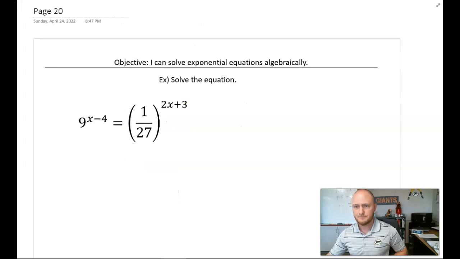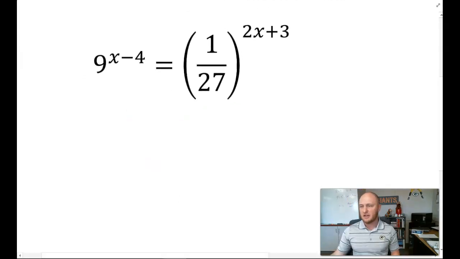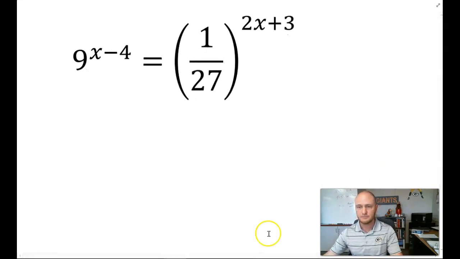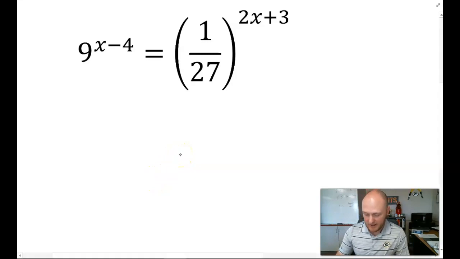All right. Here is the last example. Please go ahead and write this one down. All right, so I'm going to write these as the same base. Now, 27, I can't write these as base 9. So I'm going to have to rewrite both as base 3. So I have 3 to the power of 2.